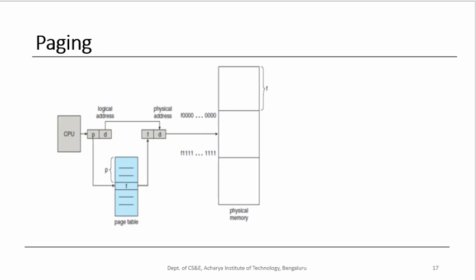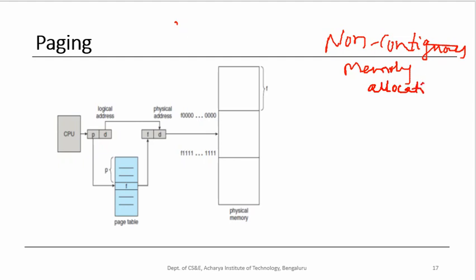Now to solve this problem, the operating system adopts the non-contiguous memory allocation method. One such non-contiguous memory allocation method is paging. Let's see what paging is and how it is realized.